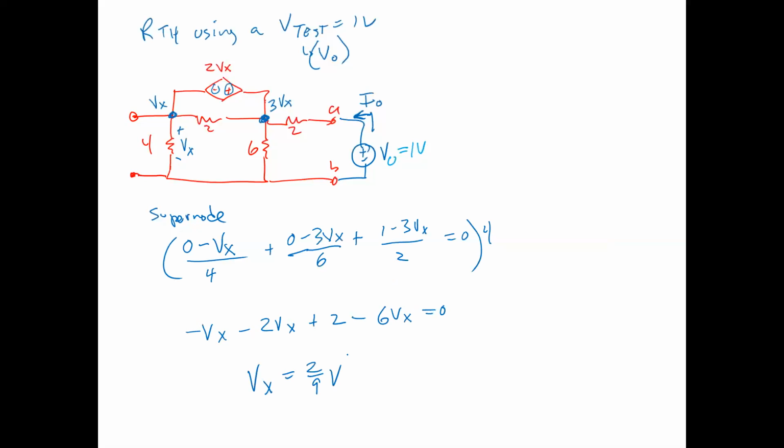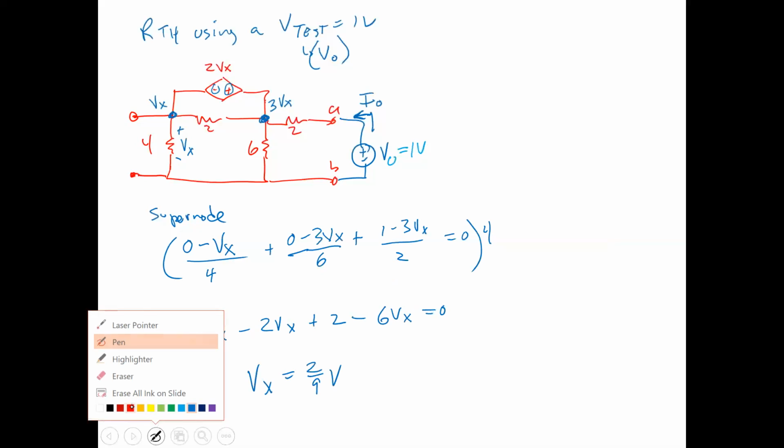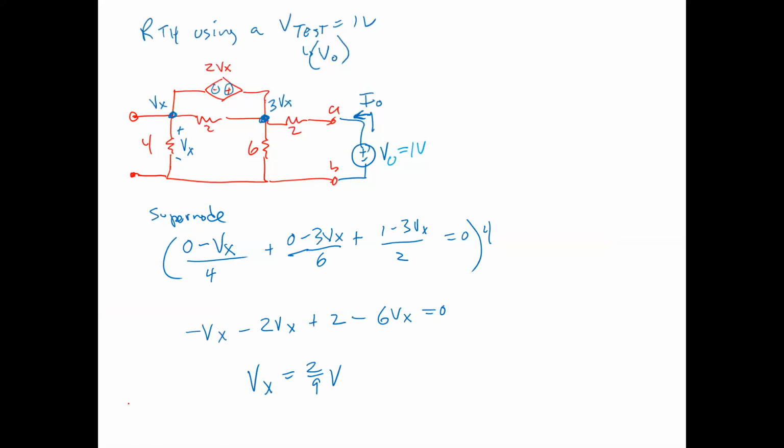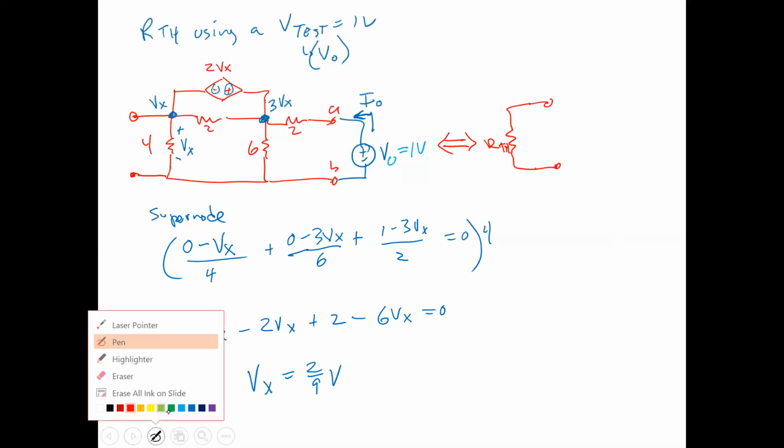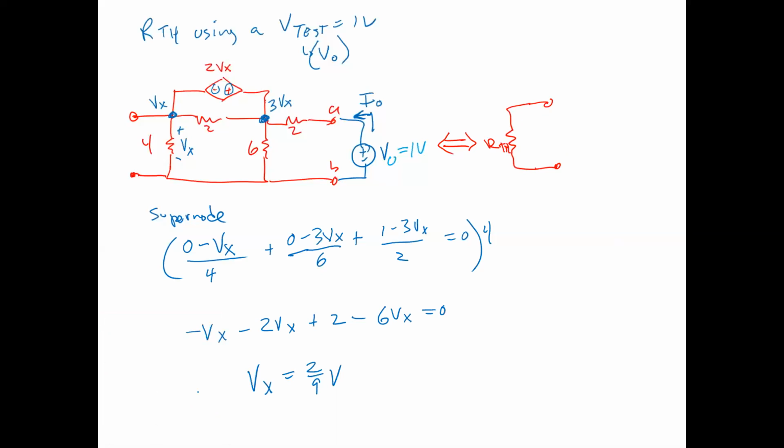But why are we solving Vx? Well, what we're trying to do is figure out the Thevenin resistance of that circuit, right? We're trying to show this equivalency, that we can basically replace that whole circuit with a resistor of our Thevenin, such that when you have your voltage source of 1 volt, your IO is going to be equivalent.